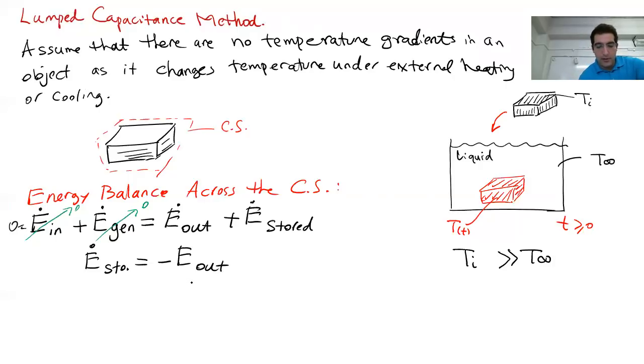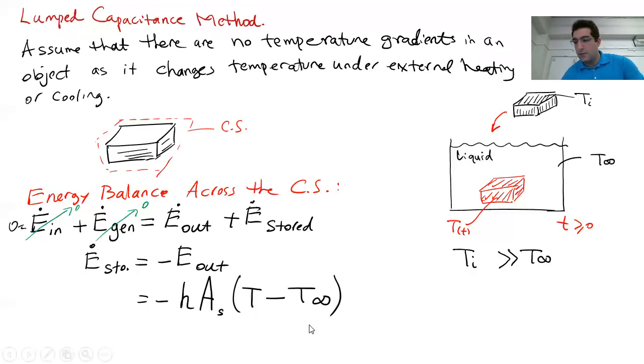And as mentioned, the amount of energy going out is the amount of energy we put into the liquid, which is in the form of convection. So energy out, you can write it as minus h, the heat transfer coefficient inside the liquid, A, the surface area between the liquid and the object. Later we call it A_s, right? Let's go ahead and call it now surface area, A sub s. And the temperature difference between the temperature of the object, T, minus the temperature of the liquid, T infinity.